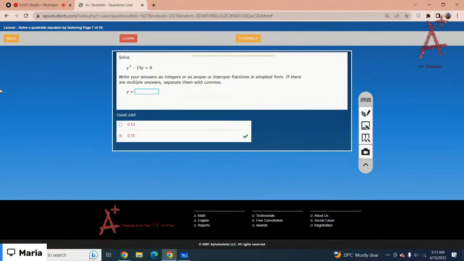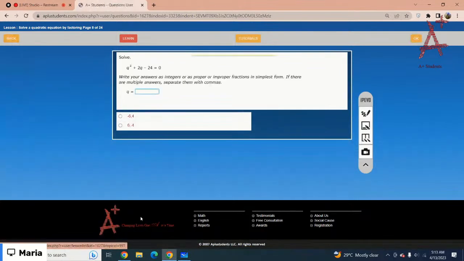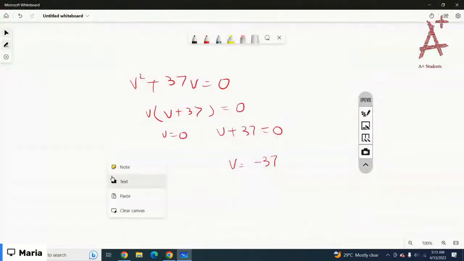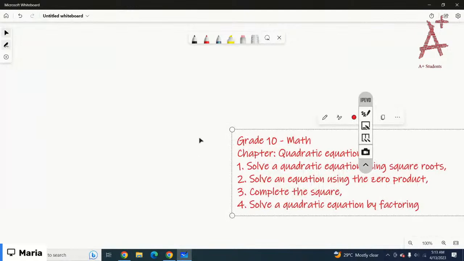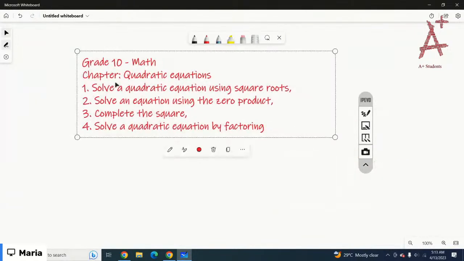Okay, you can complete the test by yourself later today. So we're working on grade 10 maths. And the chapter we're working on is quadratic equations. And the lessons we have covered today are solve a quadratic equation using square roots, solve an equation using the zero property, complete the square, and the one we just did is solve a quadratic equation by factoring.